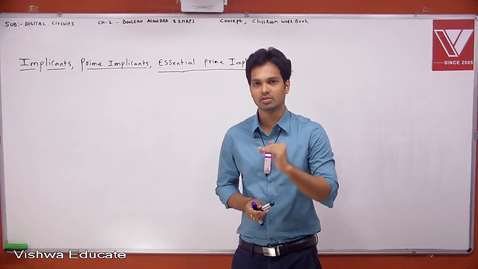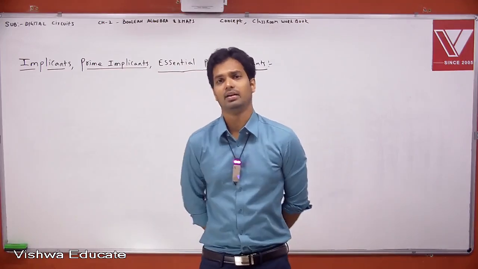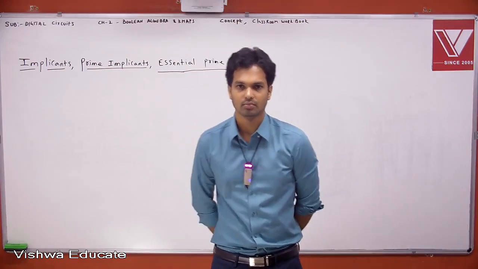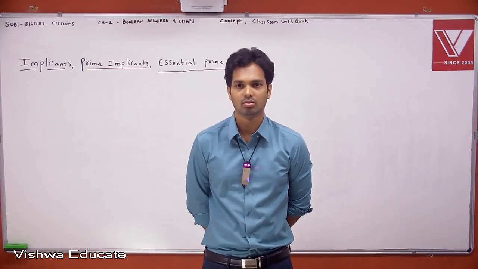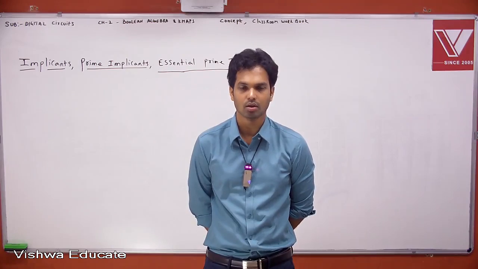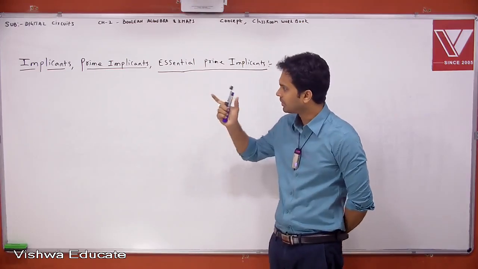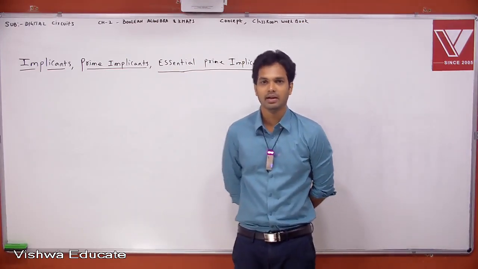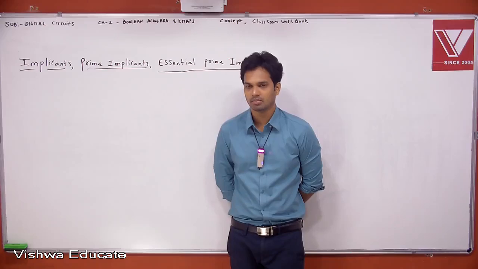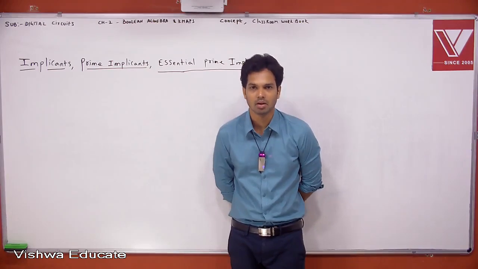First I'll give you the definitions, copy it. After that I will explain it. Write down. First heading, implicant. Implicant is nothing but a min term or max term. In that first one is implicant. So if you are doing SOP, min term is implicant. POS, each max term is an implicant. So implicant is nothing but a min term or max term.